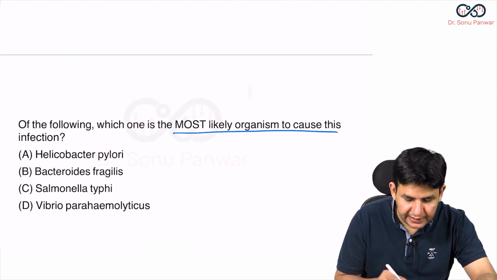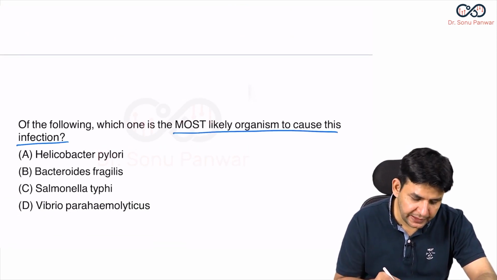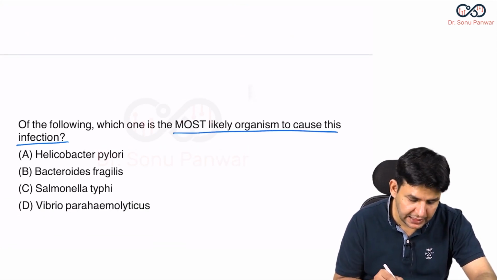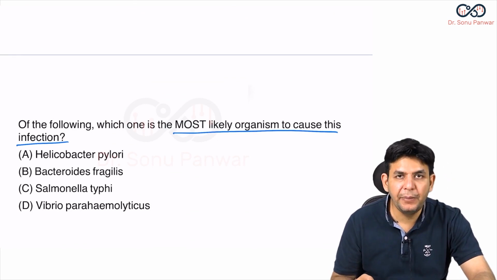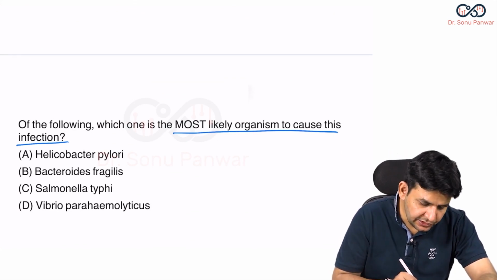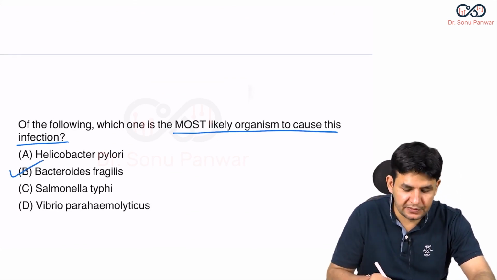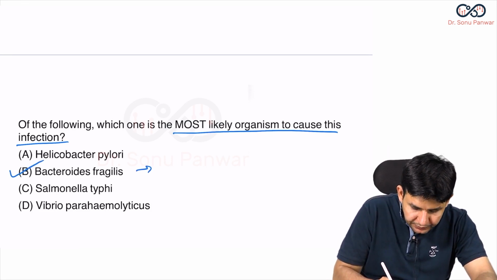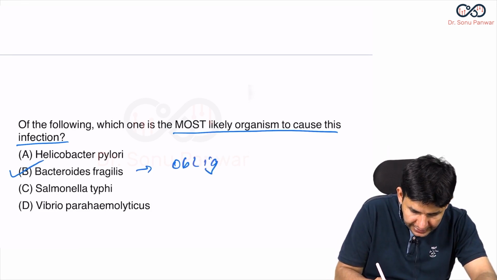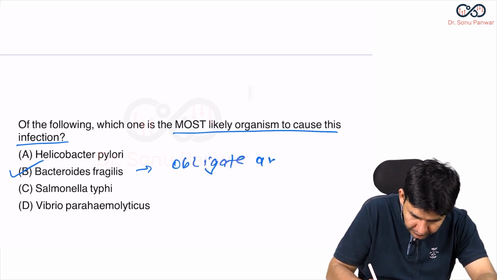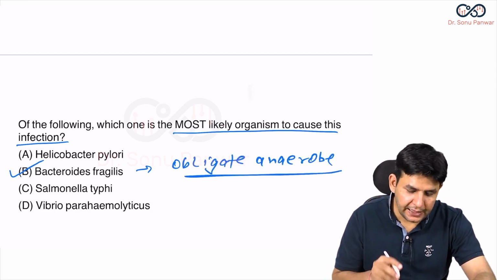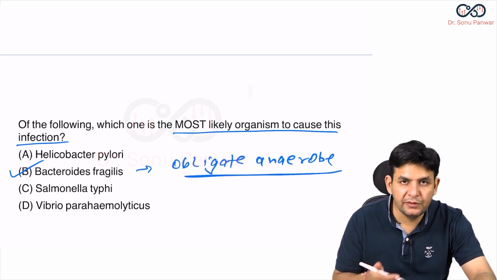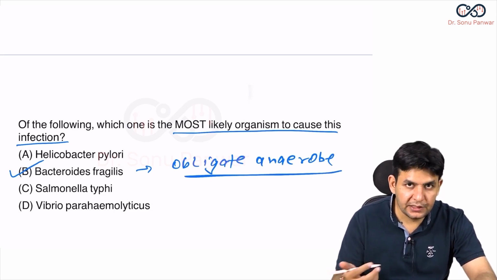Which of the following is the most likely organism to cause this infection? Helicobacter pylori, Bacteroides fragilis, Salmonella typhi, Vibrio parahaemolyticus. So the answer to this question is no doubt Bacteroides fragilis, because this is the obligate anaerobe which is predominantly found in the gut, and in these gut surgeries only this is the one which can leak out and cause the infection.